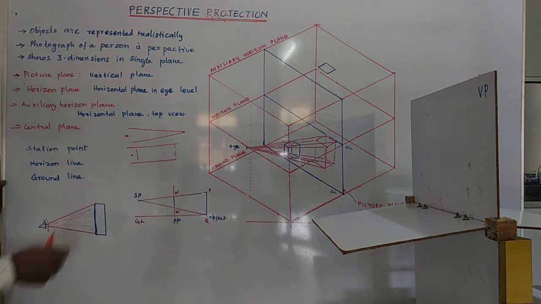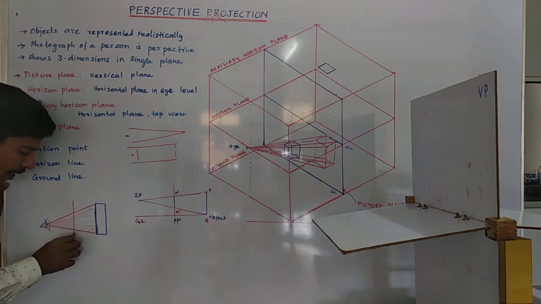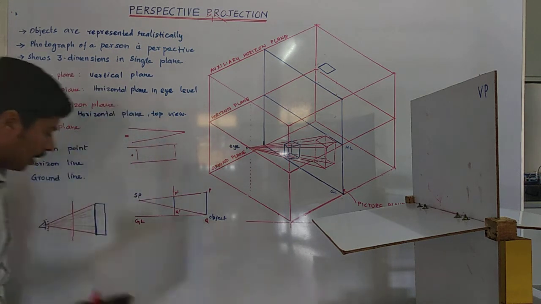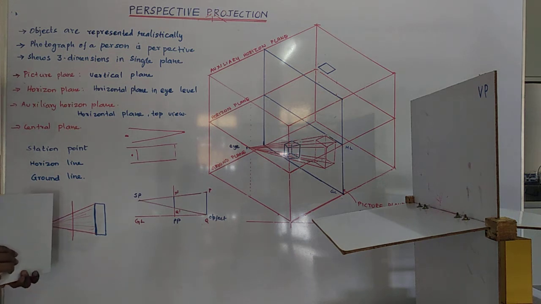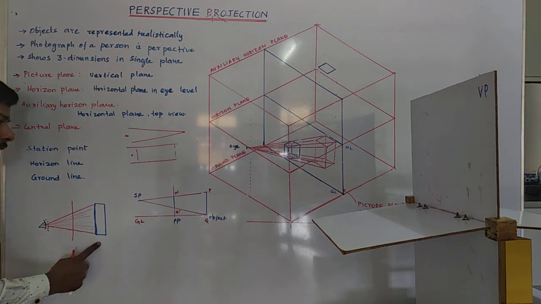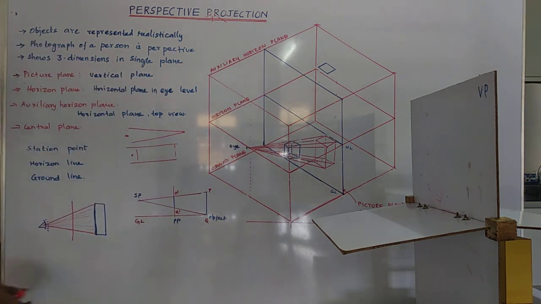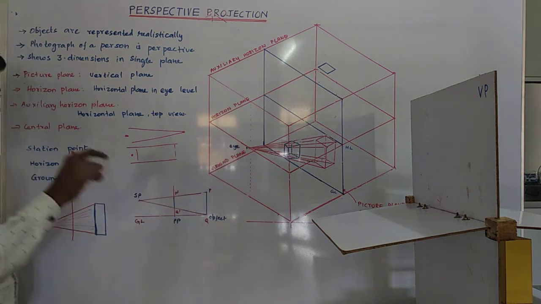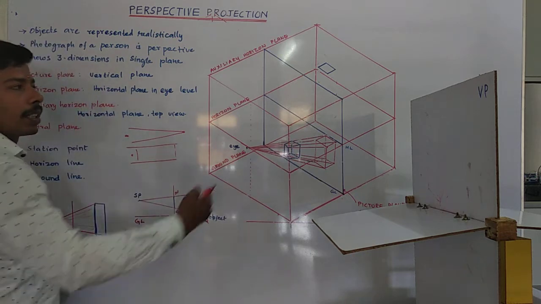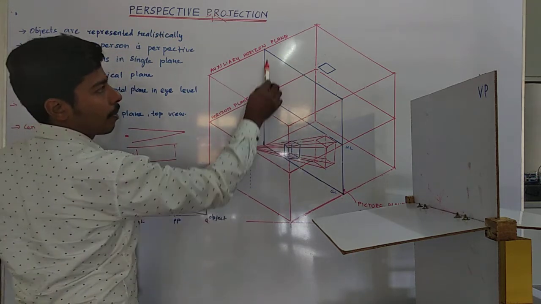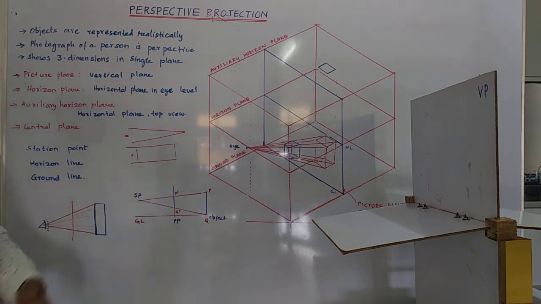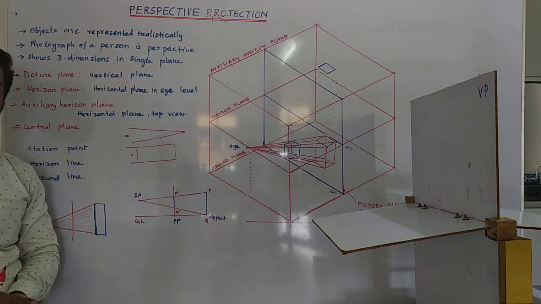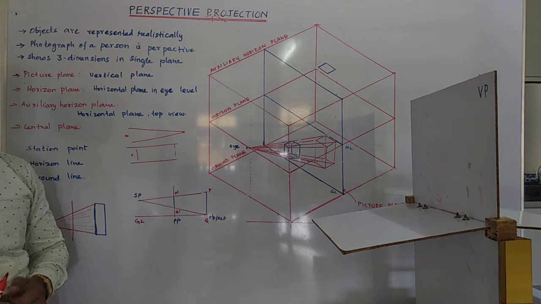Then what does perspective projection mean? If I place a vertical plane between the eye and the object, the image obtained on this plane is known as the perspective projection. Look here, this is an eye, and I am looking at an object, which is the original object. Then I place a cross plane here, which I name the picture plane. The image obtained on the picture plane is the perspective projection of that object. We are going to study about it.